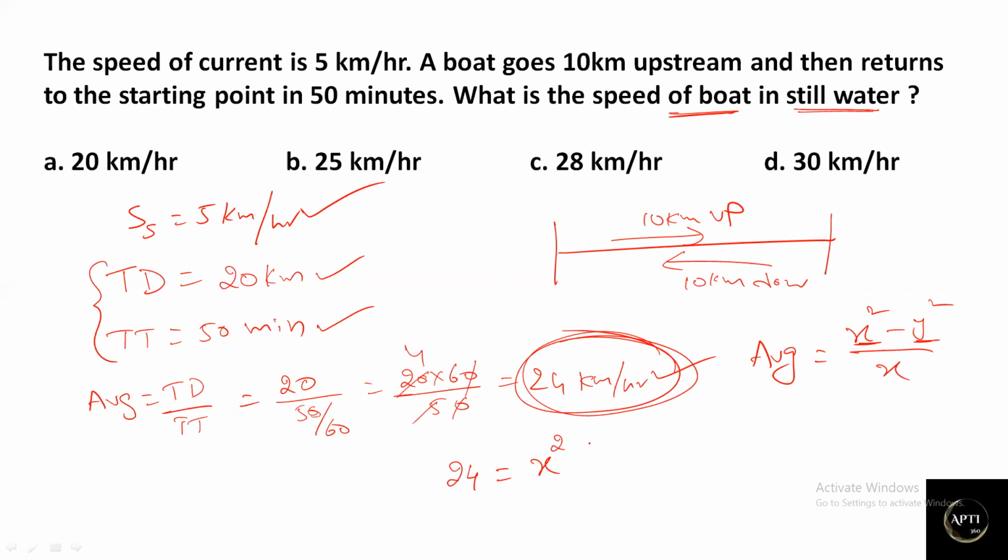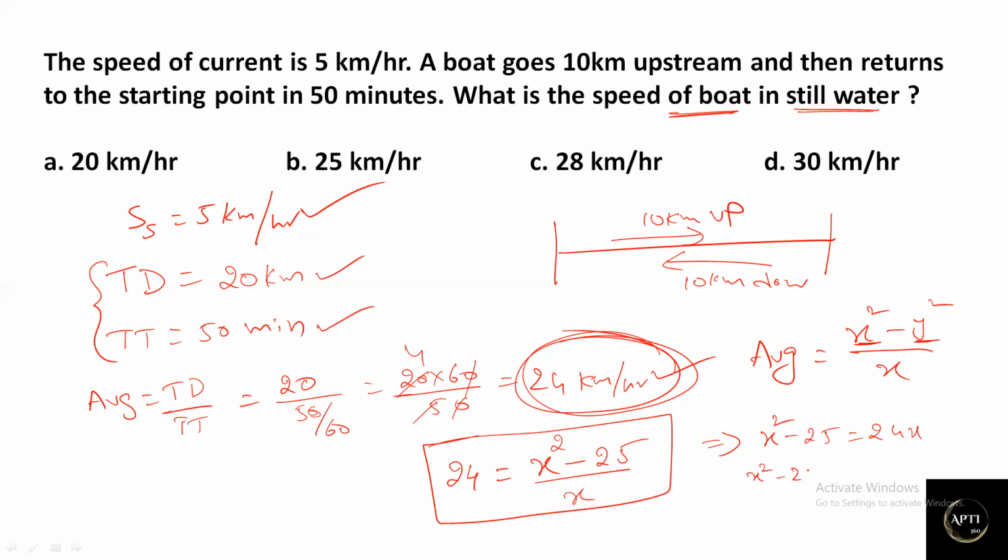So speed of boat is x. I'm just writing directly: x minus y square, where y indicates the speed of stream, which is given as 5. 5 square is 25, divided by x. What is the value of x? We don't know, so we need to find the value of x from this expression. I will tell you two ways to solve this. If you write it in the form of an equation, how will that equation come? x square minus 25 is equal to 24x, correct? Now x square minus 24x minus 25 is equal to 0. We have one quadratic equation. If you solve this to get the roots, that's the value of x.